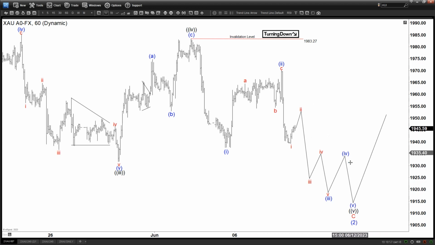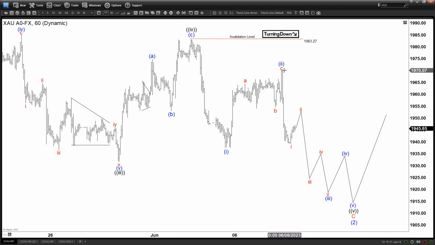So technically, even though we are looking for more downside, this is not necessarily bearish when you understand what we are going to be ending here and what the subsequent move will be. So for now we are still calling for a bit more downside to finish this with 5, while it stays below 1983.